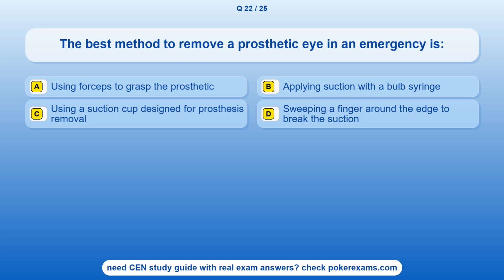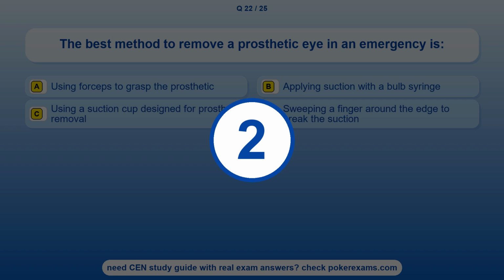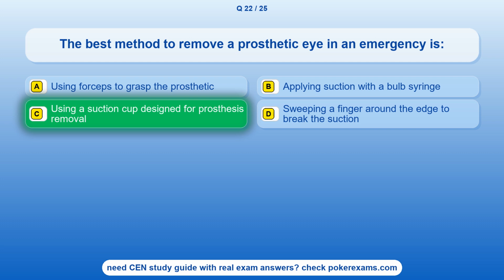Question 22. The best method to remove a prosthetic eye in an emergency is: Option A. Using forceps to grasp the prosthetic. Option B. Applying suction with a bulb syringe. Option C. Using a suction cup designed for prosthesis removal. Option D. Sweeping a finger around the edge to break the suction. The correct answer is option C, using a suction cup designed for prosthesis removal.